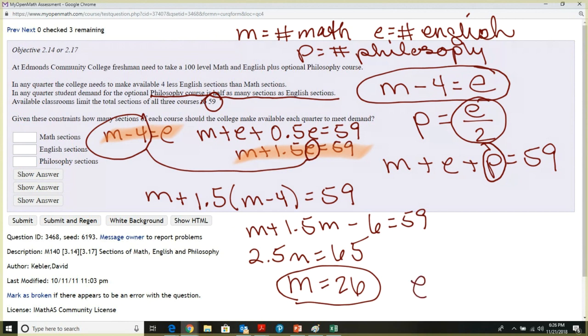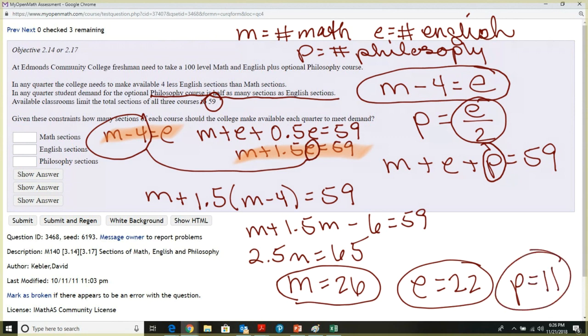Well, remember, there's 4 fewer English, so there must be 22 English. And then remember, philosophy has half of English, so it must be 11. So essentially, we plugged M into this one here. 26 minus 4 gave us 22. Then we plugged that one into here, and we got 22 over 2, which is 11.